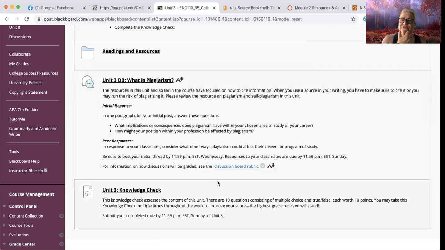Once you get your feedback on it, you'll want to check out the rubric as well as the comments. And then, of course, you have a 10-question knowledge check. You'll take that. That is not due until Sunday night at the end of the week, just like your responses to other students are due on Sunday night at the end of the week.